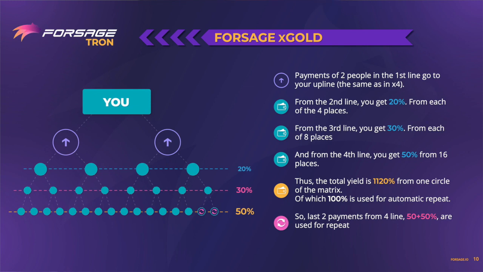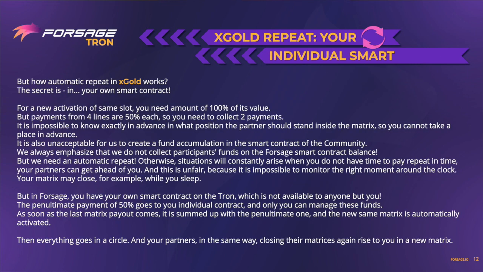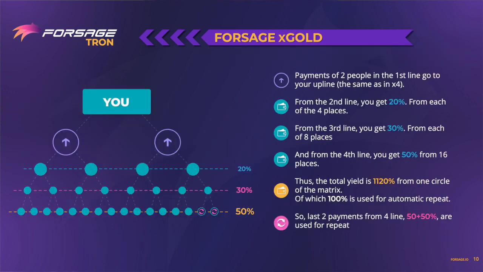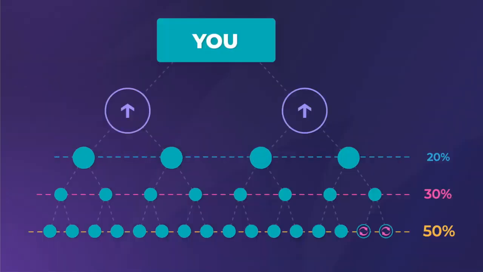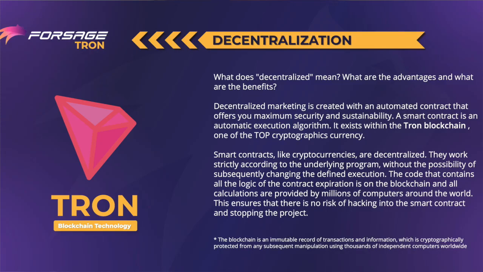Now it's time to explain the meaning of individual smart contract. For a new activation of same slot you need amount of 100% of its value. But payments from fourth lines are 50% each, so you need to collect 2 payments. It is impossible to know exactly in advance in what position the partner should stand inside the matrix, so you cannot take a place in advance. It is also unacceptable for us to create a fund accumulation in the smart contract of the community. We always emphasize that we do not collect participants' funds on the Forsage smart contract balance.